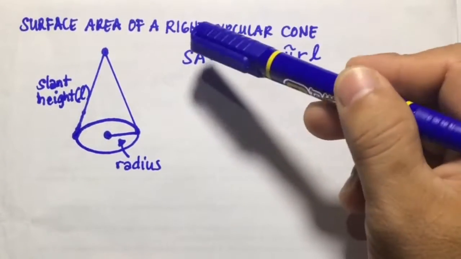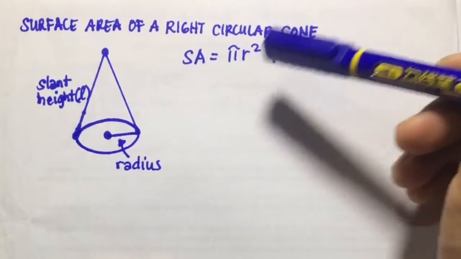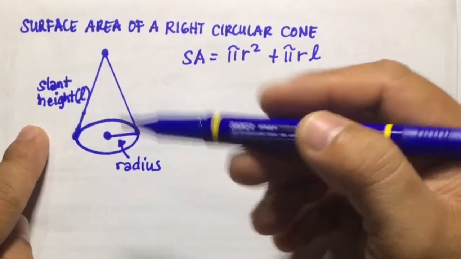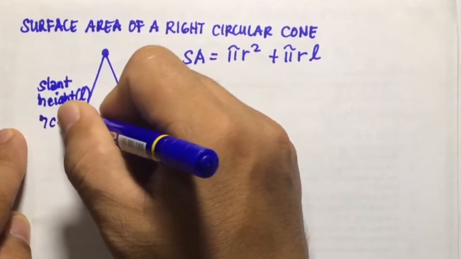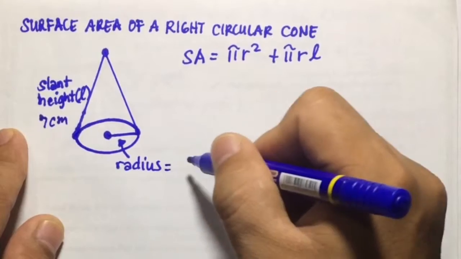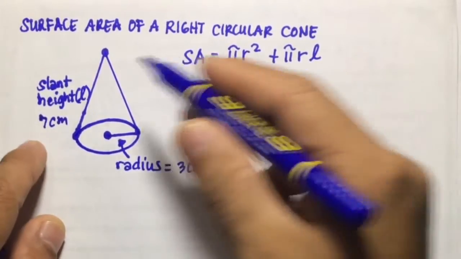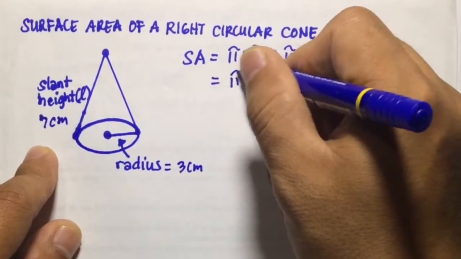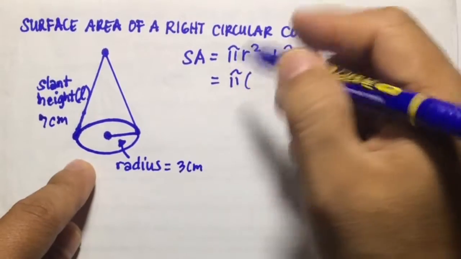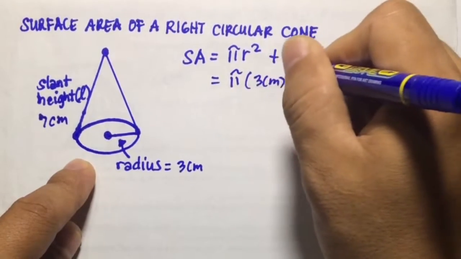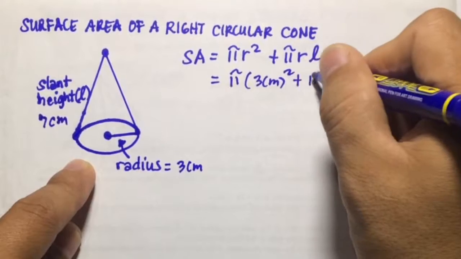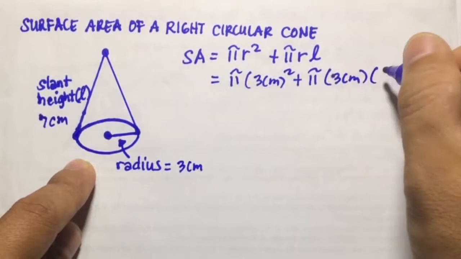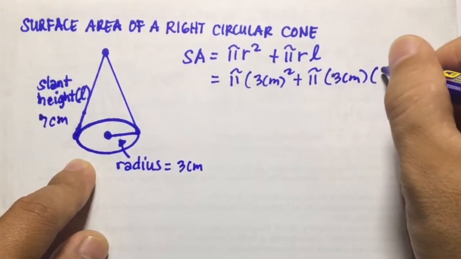Now the formula is given by SA equals pi r squared plus pi r L. For example, if we're going to have the slant height here equals 7 centimeters and the radius here equals 3 centimeters, we can have the surface area of this cone as pi times radius is 3, so 3 cm squared, then plus pi times 3 centimeters, the radius, times the slant height, which is 7 centimeters.